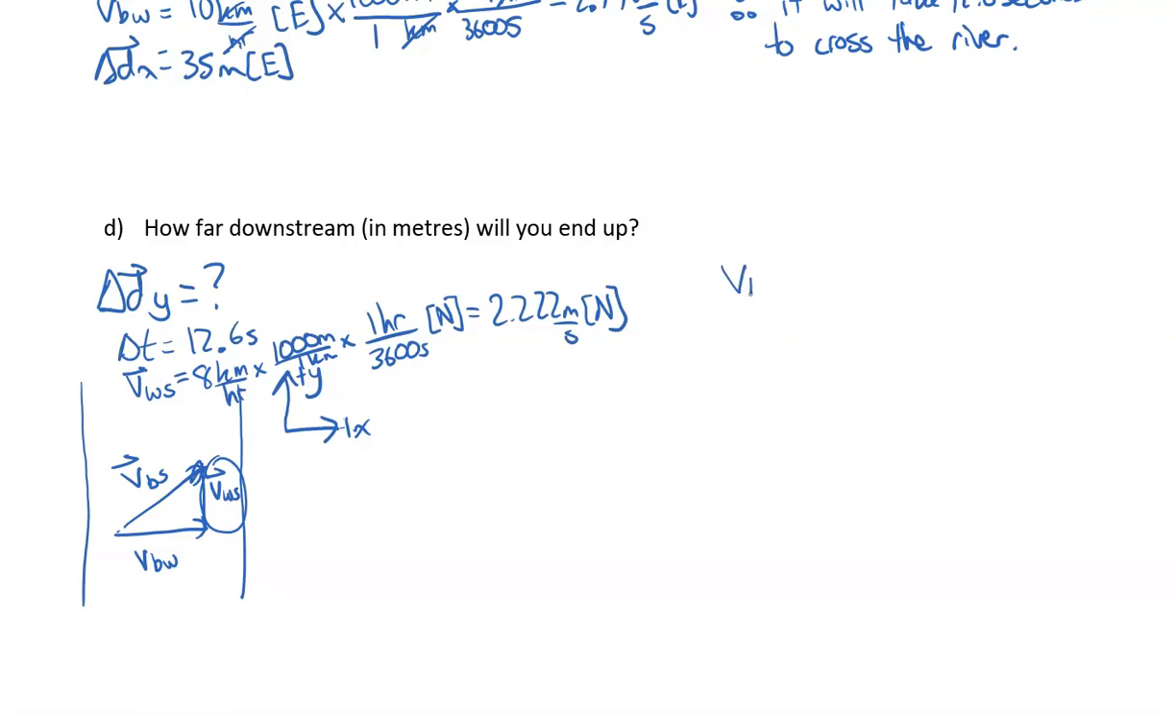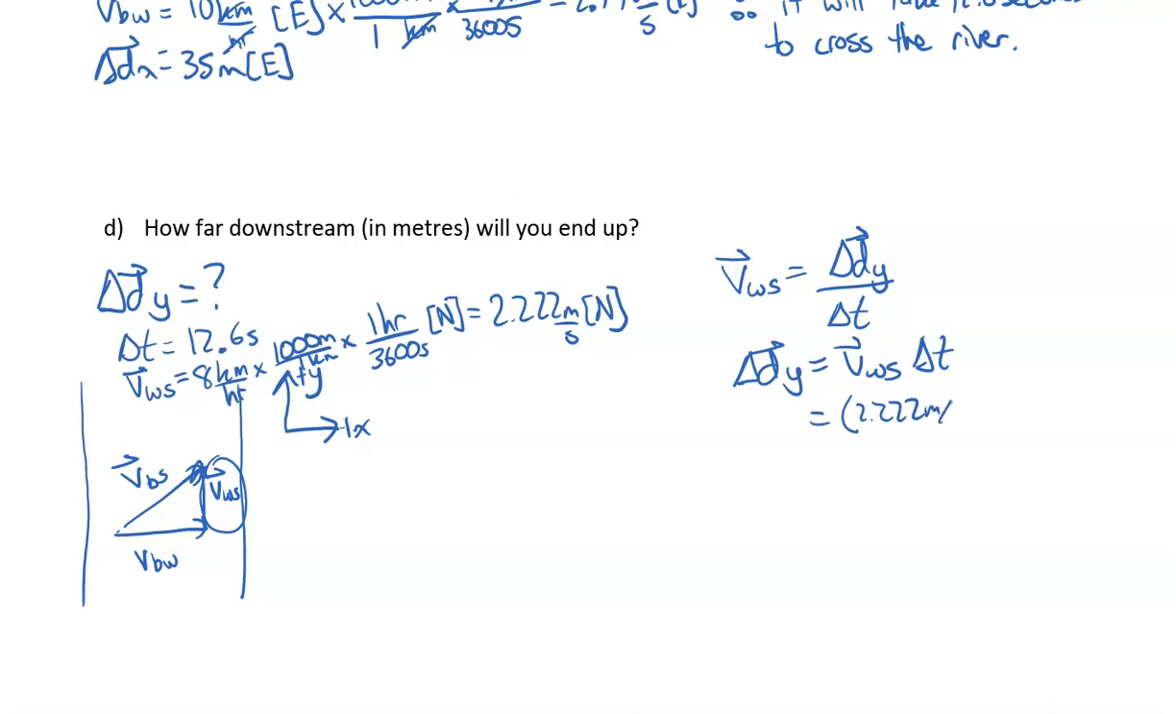Because we know that velocity in any direction, in this case in the y direction, water relative to the shore, is the change in position in y, or the displacement in the y direction, divided by the change in time. And rearranging that to solve for the displacement in the y direction gives us the water relative to the shore velocity times the time. Subbing those values in, we get a value for the delta d in the y direction as 28 meters.